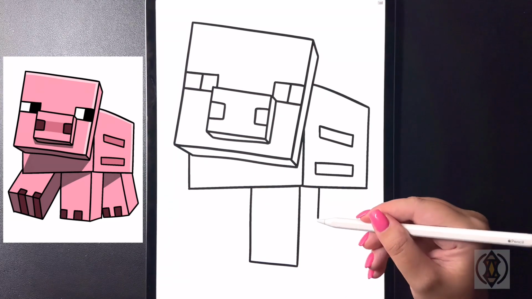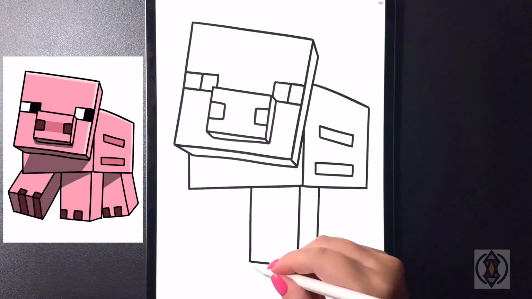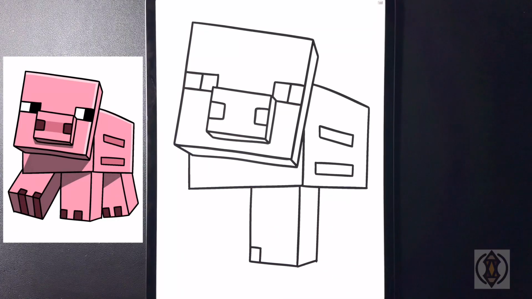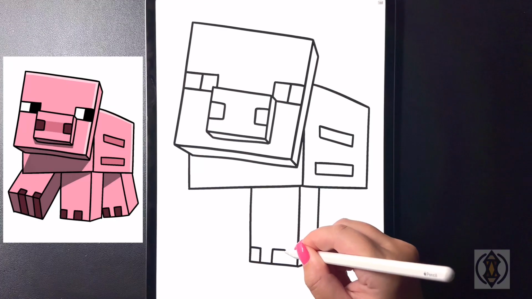We're going to draw in another straight line coming down, ending that slightly shorter. And then again, we'll close this off with a diagonal line coming over. On the left-hand side, we're going to bring our line up and across. And then to the right, we're going to draw in a rectangle.